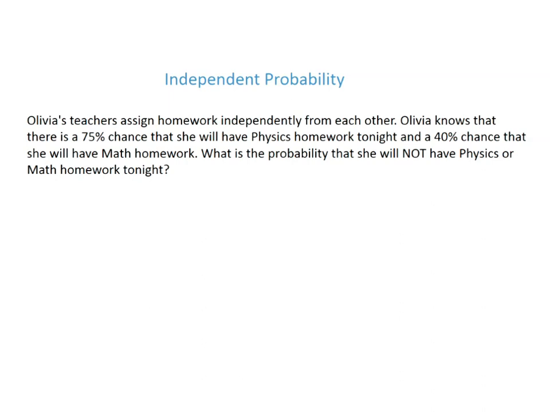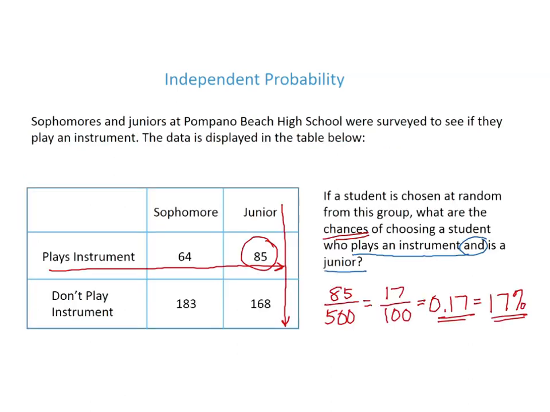Okay, Olivia's teachers assign homework independently from each other. Now, Olivia knows that there's a 75% chance that she'll have physics homework and a 40% chance that she'll have math homework. What's the probability she will not have physics or math homework tonight?